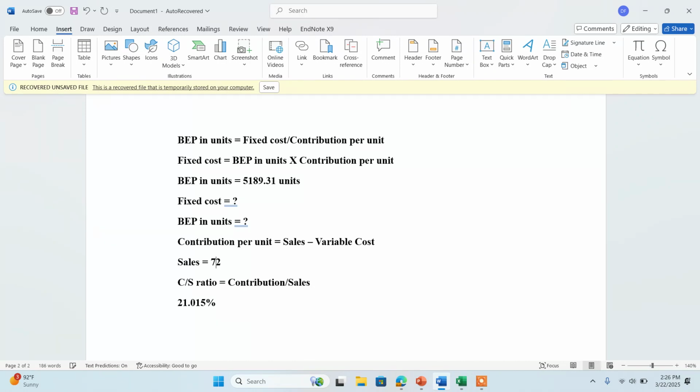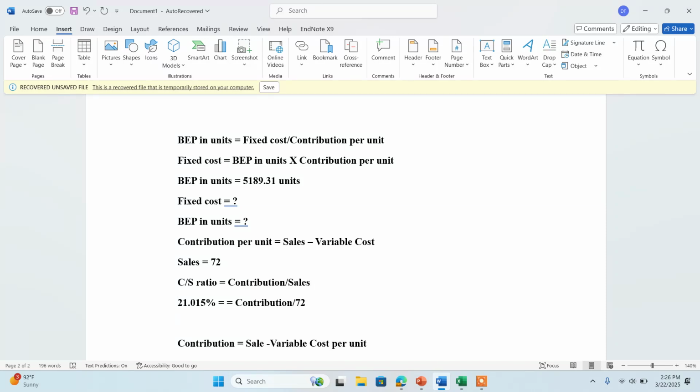Okay, now to find the contribution, this one is not known to me. Contribution is not known to me. Yes, the sales value I have, it is 72. The contribution per unit is actually sale minus variable cost per unit.